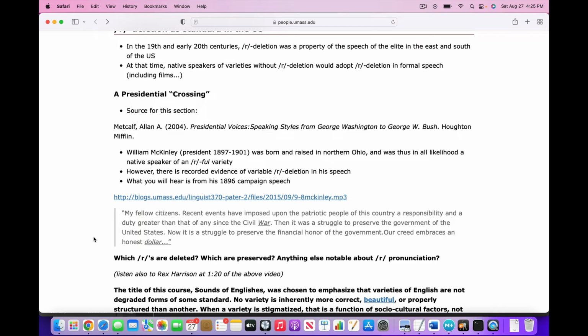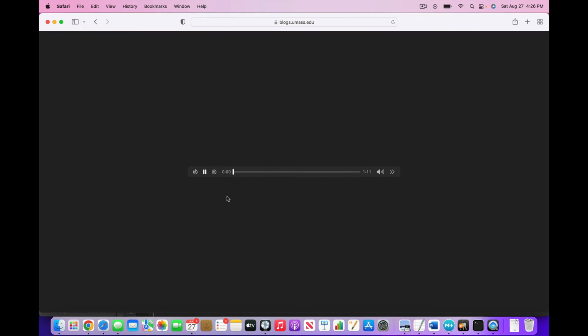What you're going to be listening to, I'll just play a little bit of it, and I'll ask you to answer the question beneath: which R's are deleted, which are preserved in this passage, and please note anything else that you find notable about R pronunciation. Just to give you a quick hint of what you're going to be listening to.